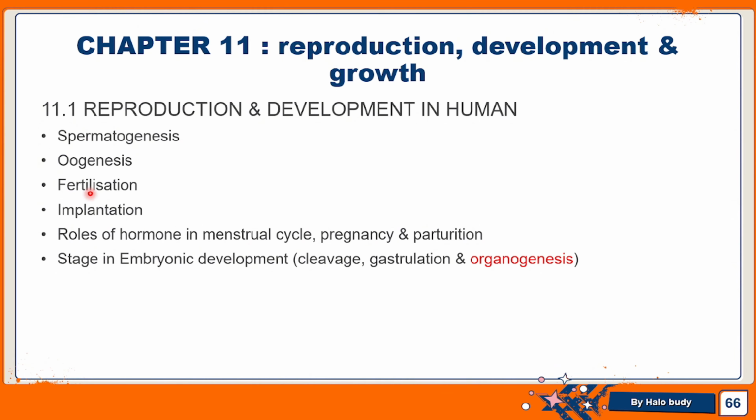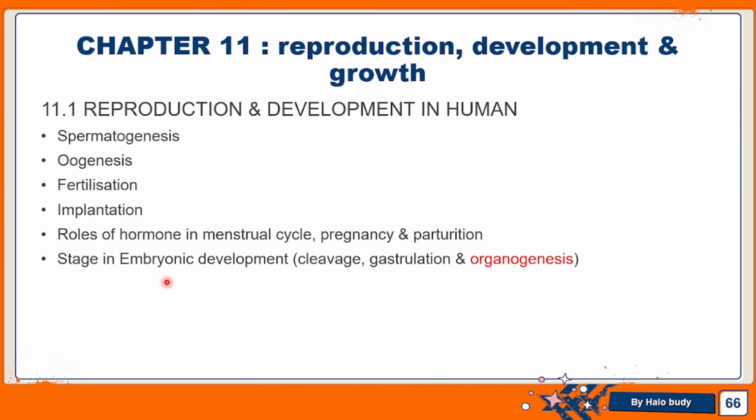After fertilization, what happens? Cell cleavage, right? Cell division happens in the fallopian tube, and after that they will form blastocysts. Then this blastocyst will implant through implantation, the mechanism of which you need to learn. So after implantation, what happened? They will form the zygote. How is the zygote formed?